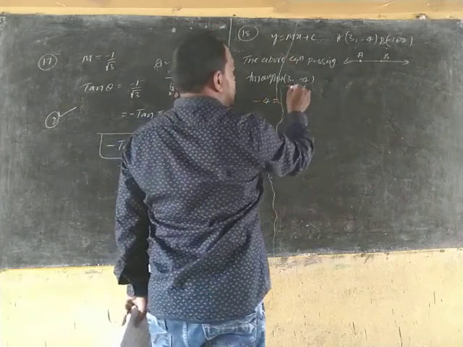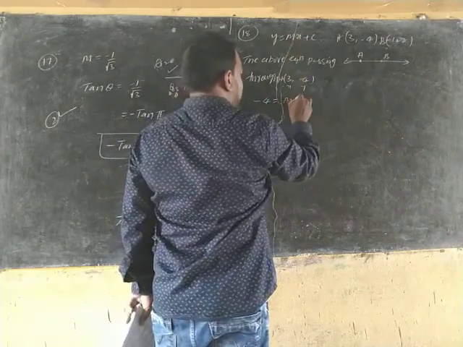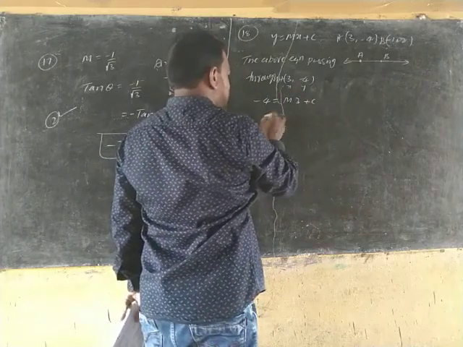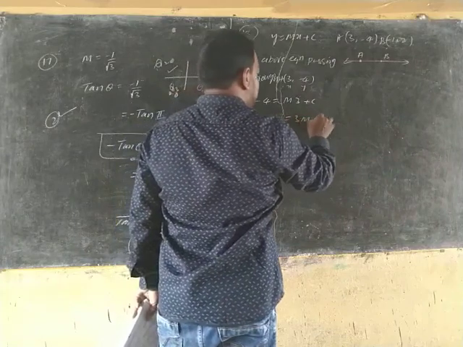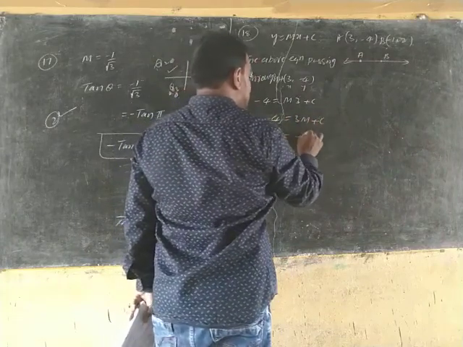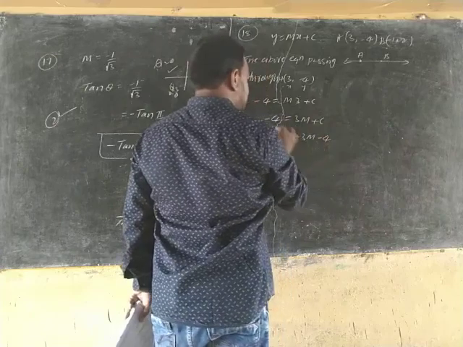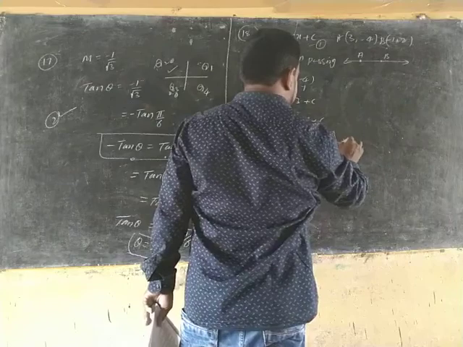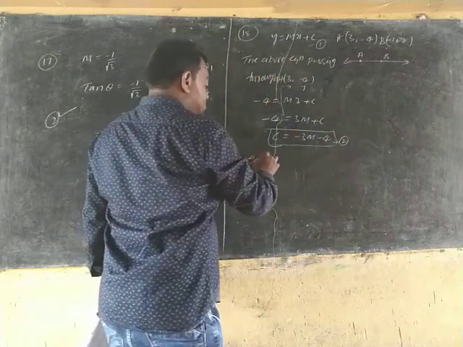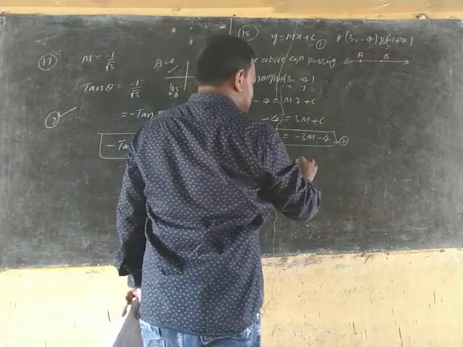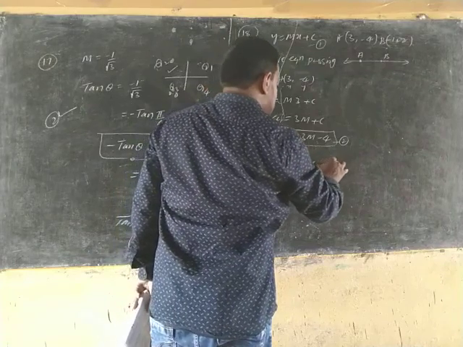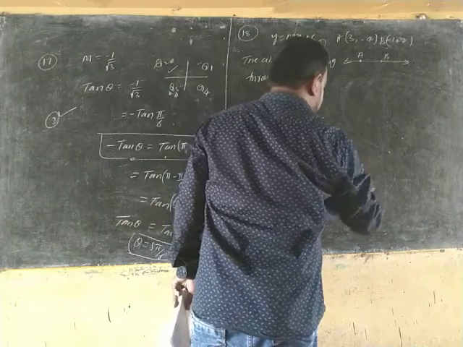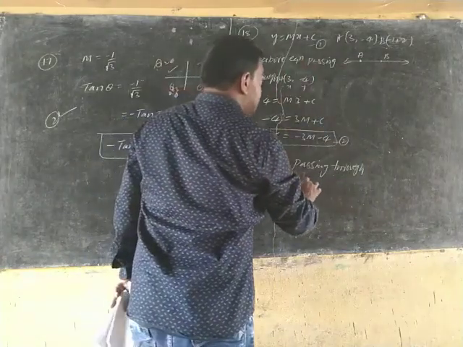Minus 4 is equal to 3m into 3 plus c. Wait, minus 4 is equal to 3m plus c. So c is equal to minus 3m minus 4. This is the c value. Take this as equation number 1. This is equation number 2. Now equation 1 is passing through another point also. Which point? Passing through B point, minus 1 comma 2.